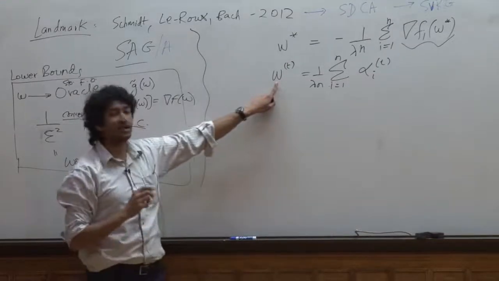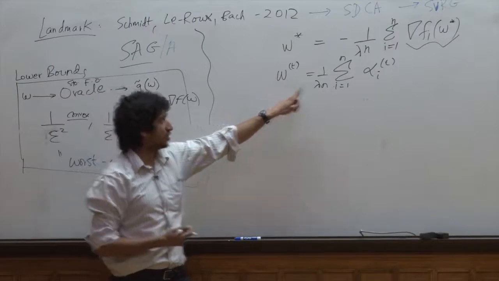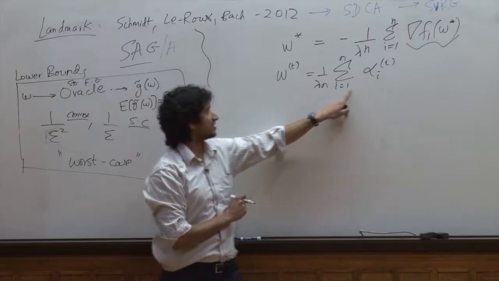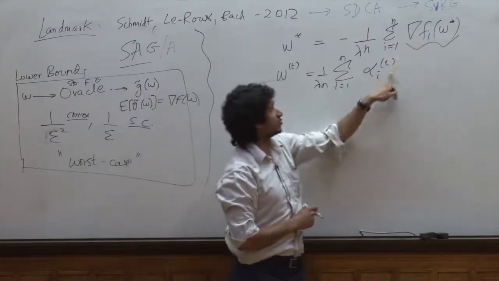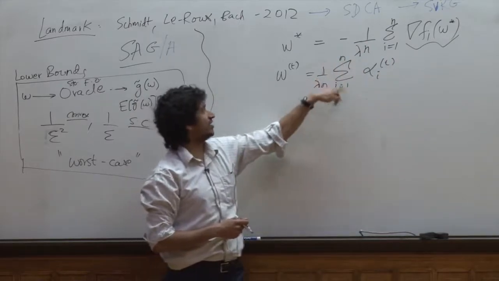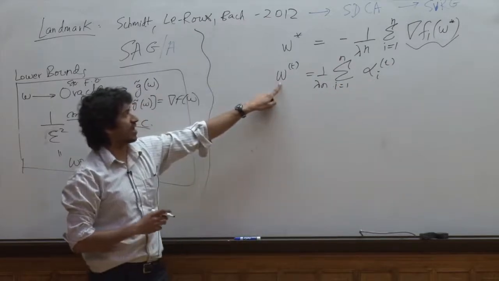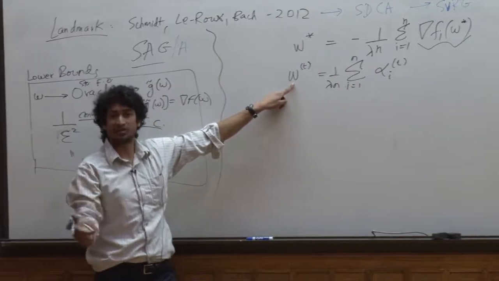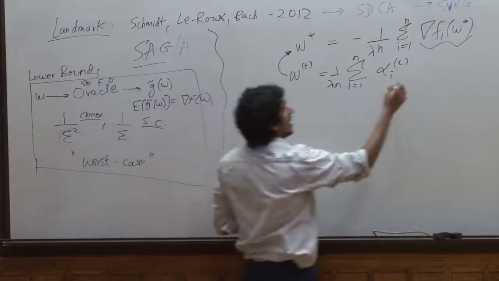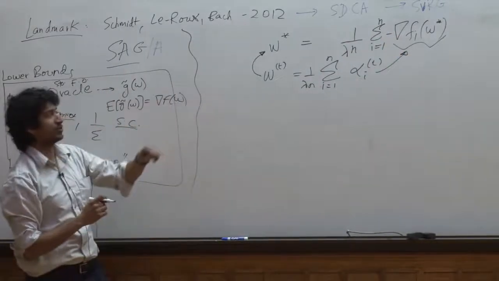So at every time step t of the algorithm, it has a primal variable wt, and it's going to keep around these dual variables alpha i t, such that there's one for each data point. The average, 1 by lambda n times the sum of alpha i t, is just equal to wt. And what they're going to show is that as the algorithm proceeds, wt converges to w star, and alpha i t converges to minus gradient of fi at w star.